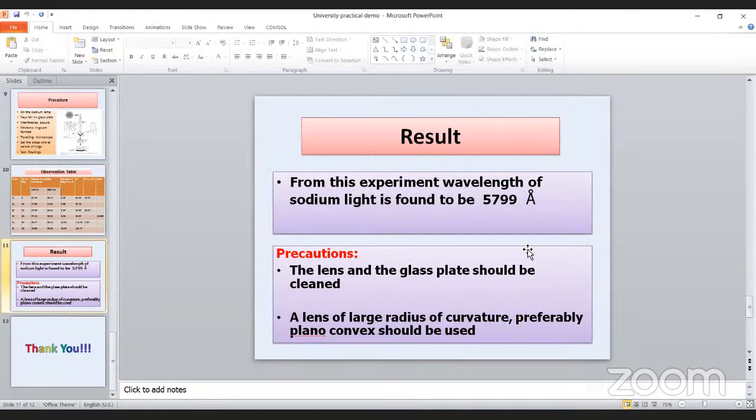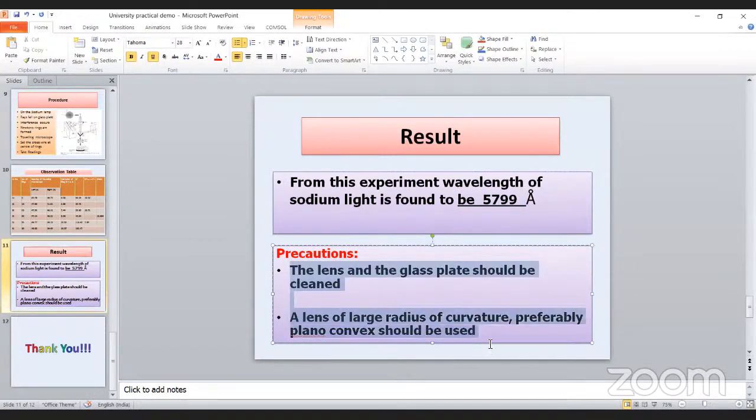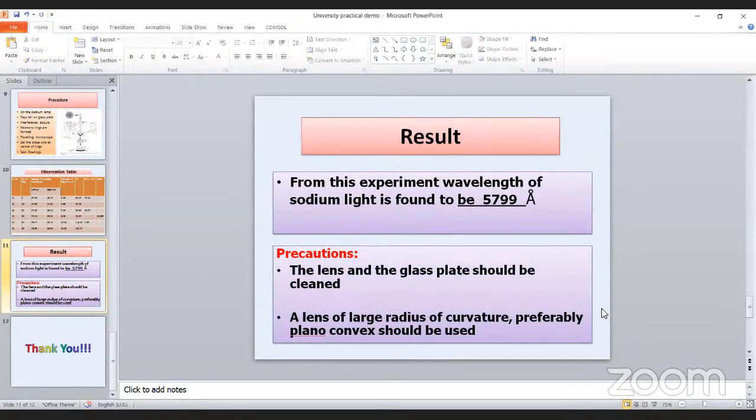Result of this experiment: from this experiment, the wavelength of sodium light is found to be 5799 angstrom. Precautions for this experiment: the lens and the glass plate should be clean. A lens of large radius of curvature, preferably plano-convex, should be used.